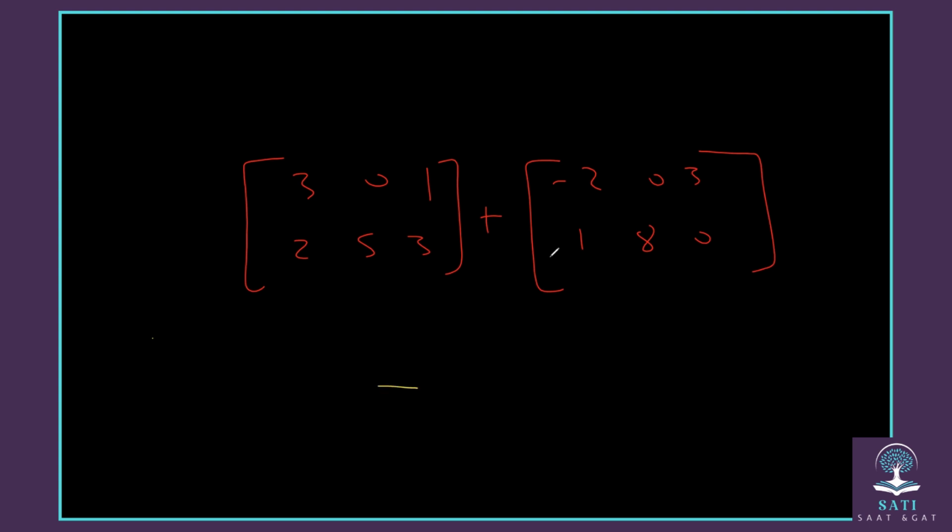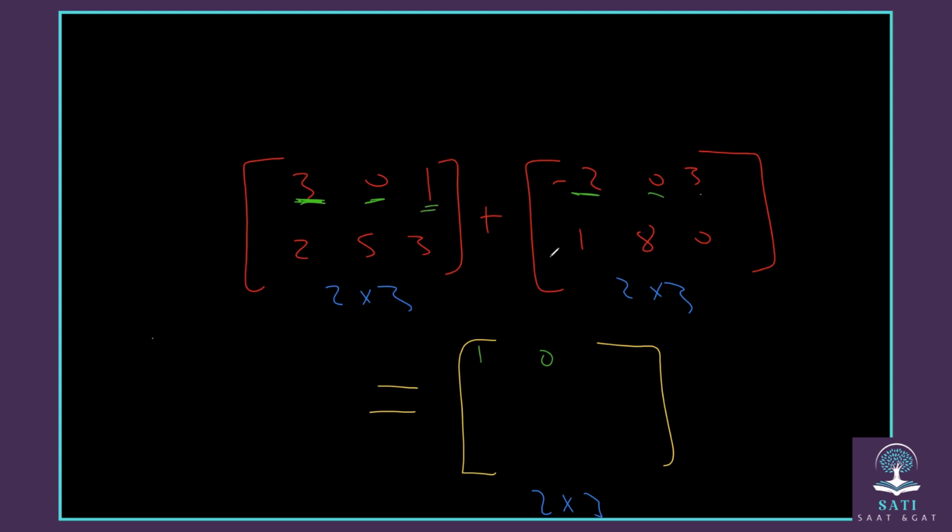When I add them now, I'll get a new matrix that is also exactly similar to their order. So this order is 2 times 3, and this one is 2 times 3, and this one will also be 2 times 3 as the order, which is rows times columns. Now, I add each element by its corresponding. So here 3 and negative 2, I'll get 1. And here is 0 plus 0, 0. And here is 1 plus 3, I get 4. Then 2 plus 1, 3. And 5 plus 8 is 13.